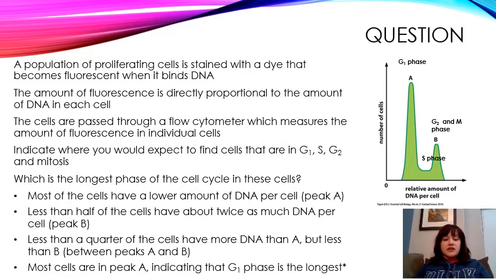But a way you could study using this problem is you could say, all right, what would this graph look like if G2 was the longest phase, right? Or what if G1 phase was relatively short and about the same amount of time as the rest of the phases? What would that graph look like? What would that imply about the cell's behavior and their proliferation rates?